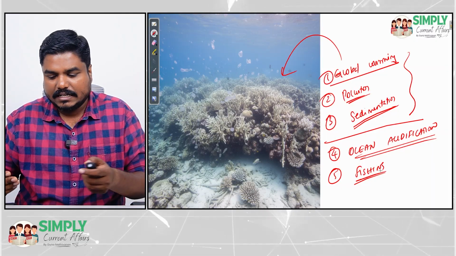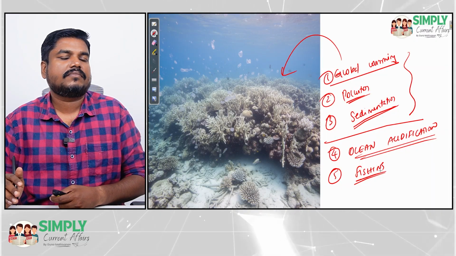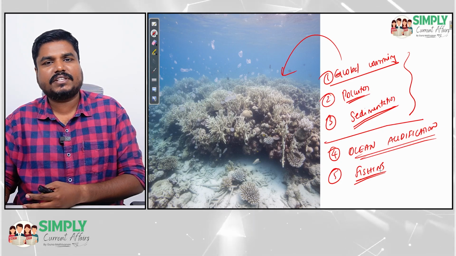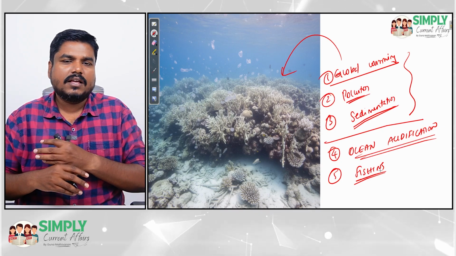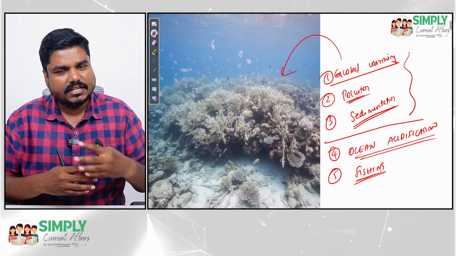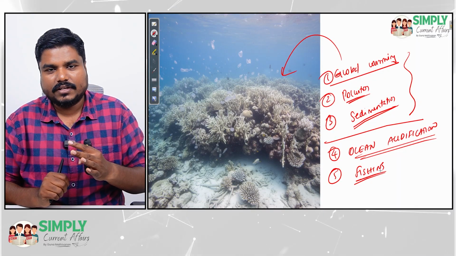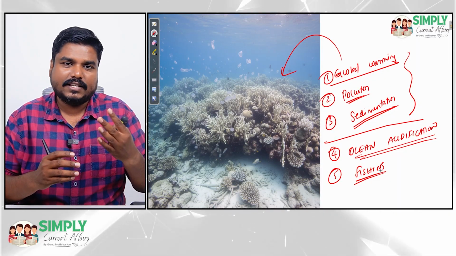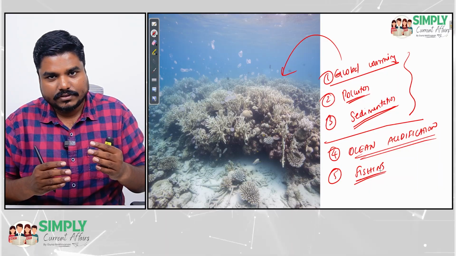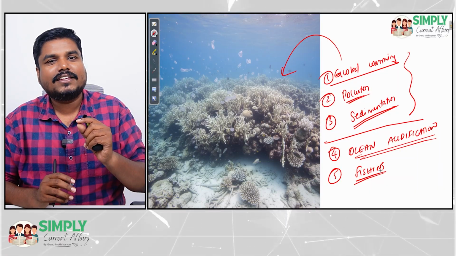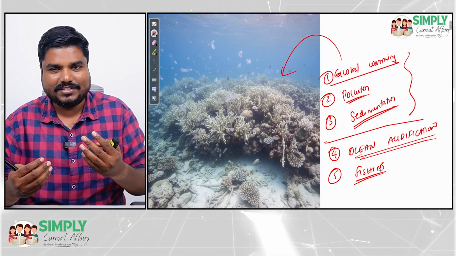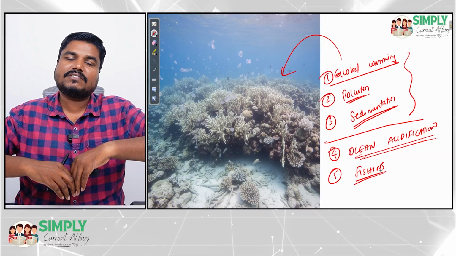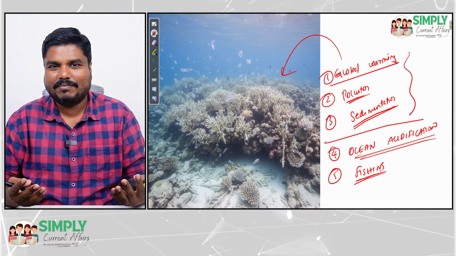So such indiscriminate fishing practices, pollution, ocean acidification, sedimentation, and global warming cause coral bleaching, and in general affect the health of the corals. When the corals' health is affected, as I said, corals are the house for 25% of the marine species. So that 25% of the marine species will be homeless. That is going to be more dangerous.